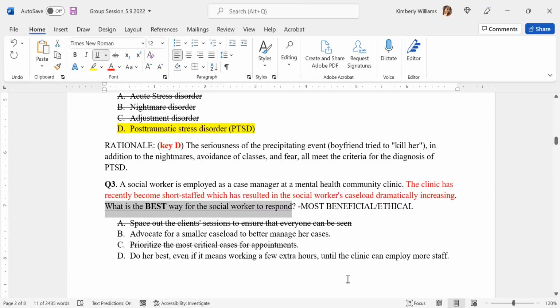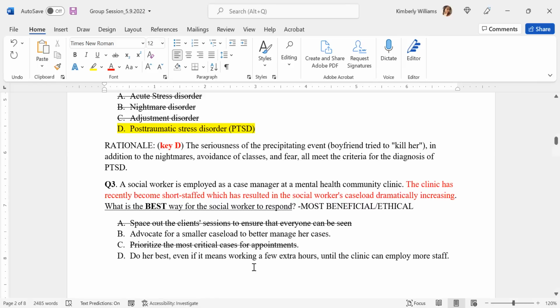So, usually when I see respond, to me, they're looking for an answer from the social worker. So I just chose, I would advocate for smaller caseloads.